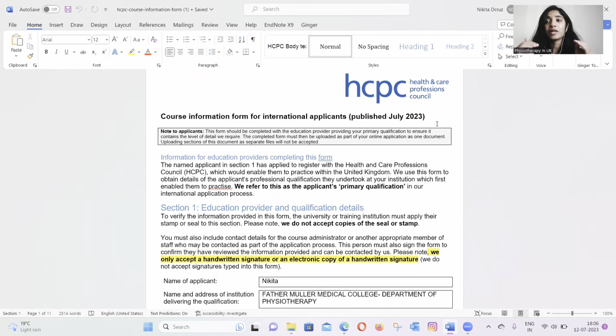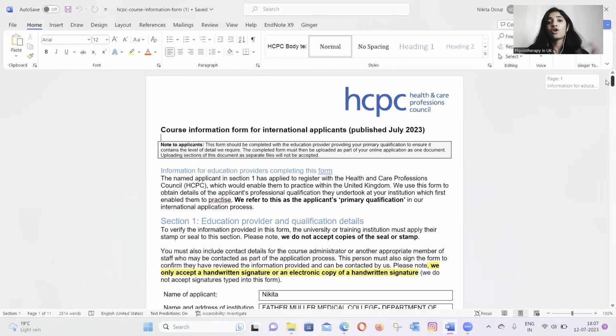So if you are somebody who is in the process of making an HCPC application and you've not yet submitted it and you've got your university to sign or stamp on the old course information form, you are still allowed to use it provided you make an application before the 1st of September 2023. If you make an application after the 1st of September 2023, you will have to make sure that you submit the new course information form, which is what we're discussing now in this video.